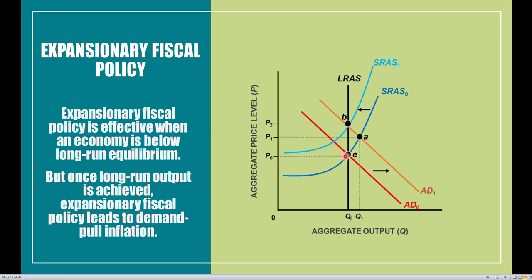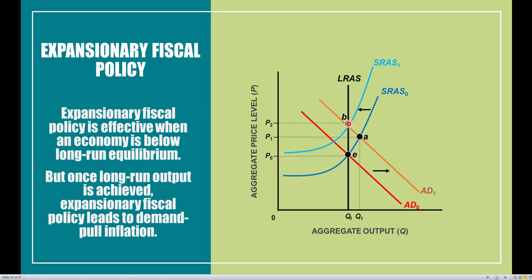So here, we're at point E. If the government decides to spend more money, we can end up at point A in the short run with higher GDP and higher price levels. But remember that we as consumers are going to adjust our expectations and ask for higher wages, and that's going to shift our SRAS curve over to the left, and we're left at point B with higher prices, but the same amount of full employment GDP.